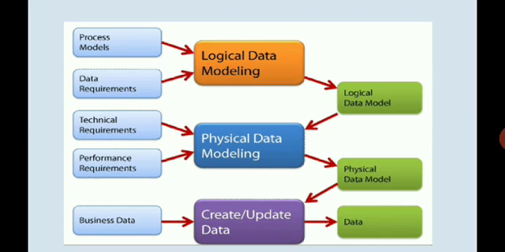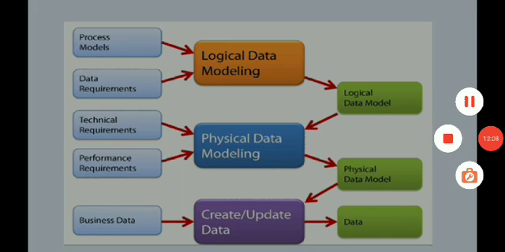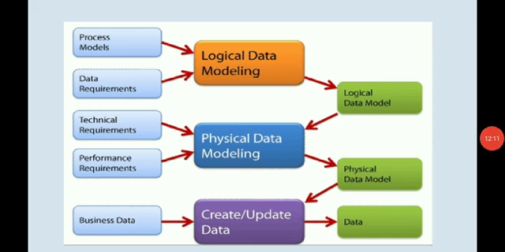See how it is going. The process model and data requirements give you the logical data modeling, and the output is a logical data model. This, along with technical requirements and performance requirements, is an input to physical data modeling, which gives you the physical data model. The output is the physical data model. And then along with the business data and physical data, we actually create the actual data, right? We create it if it is the first time, and if we are updating, then we update it also.